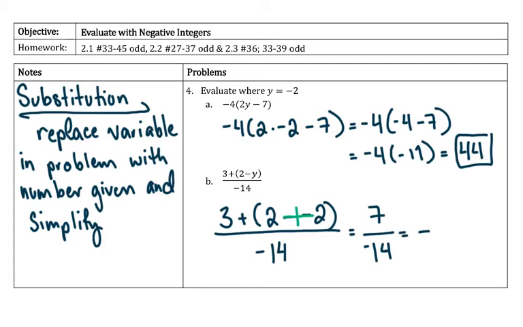A negative, a positive, and a negative in a division problem is a negative final answer. 7 over 14, we then simplify, dividing both sides by 7, and we get negative 1/2 as our final answer.